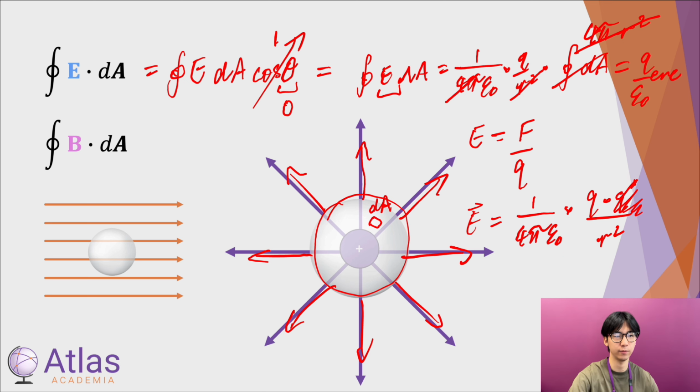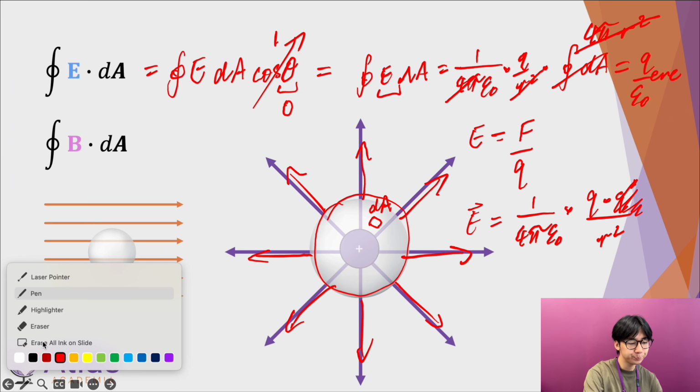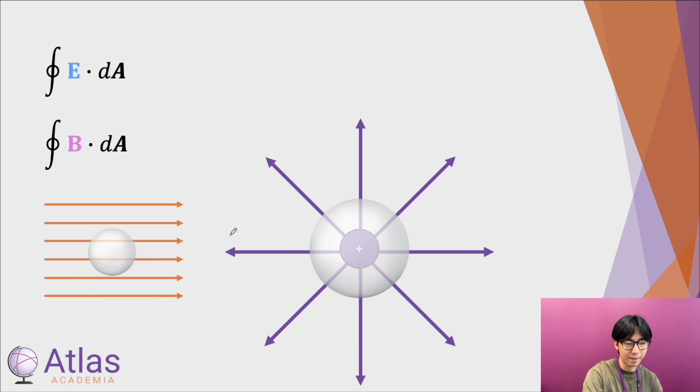So I get an expression for the electric flux through this imaginary sphere. And surprise, surprise, this is actually Maxwell's first equation, right?